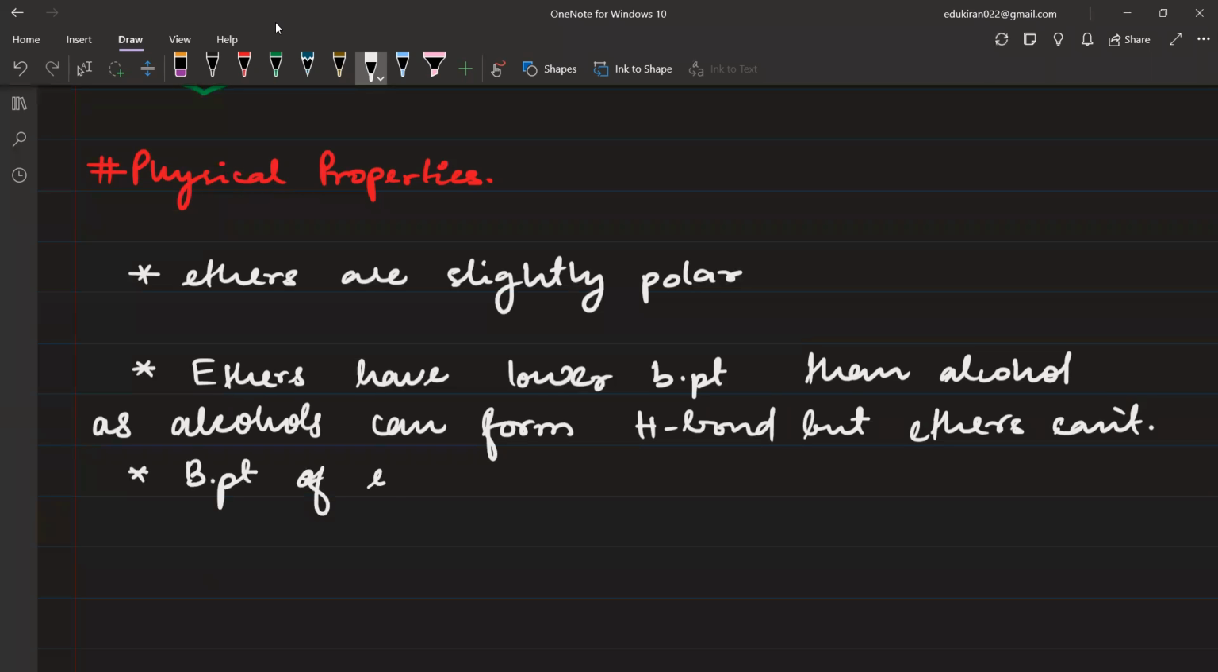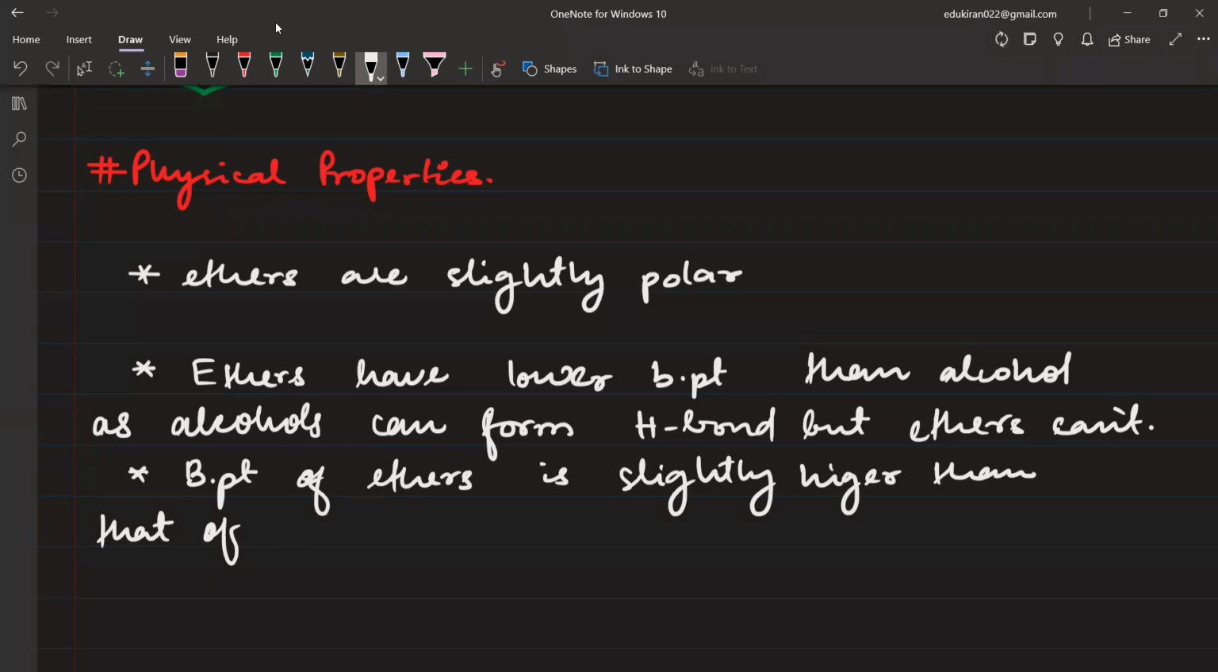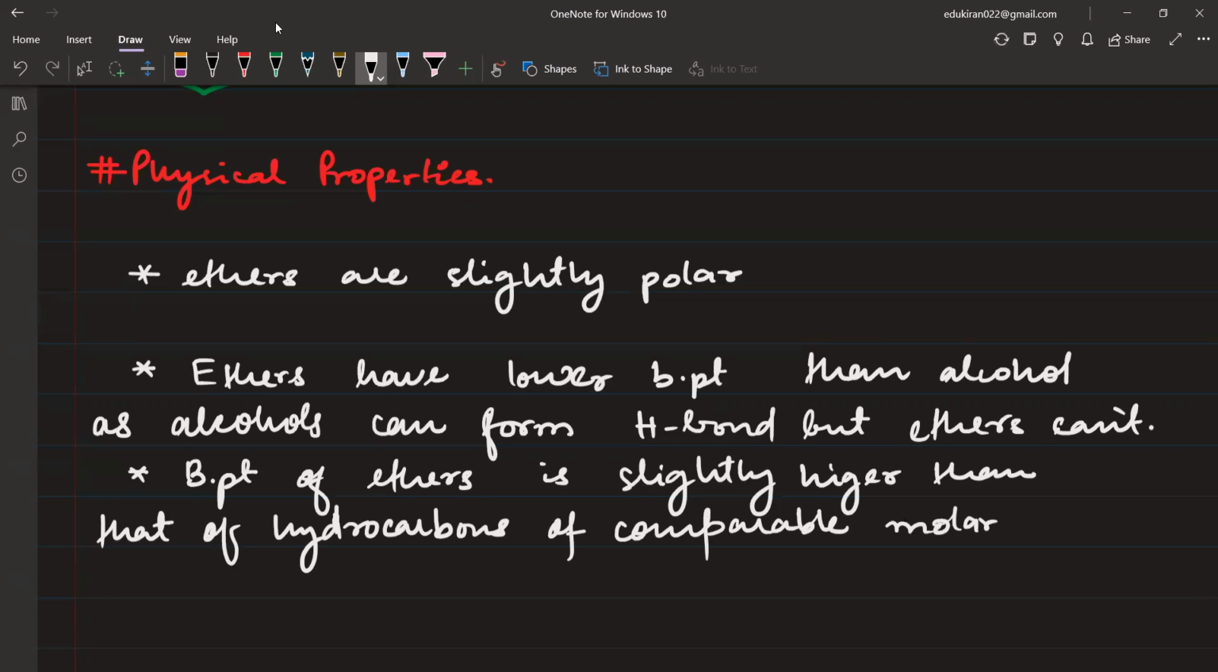Right, next. Boiling point of ethers is slightly higher than that of hydrocarbons of comparable molar mass. I hope both the things are self-explanatory.